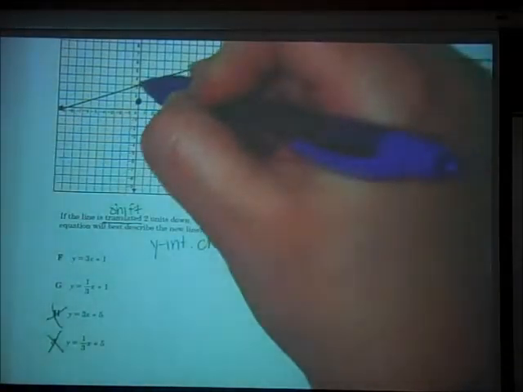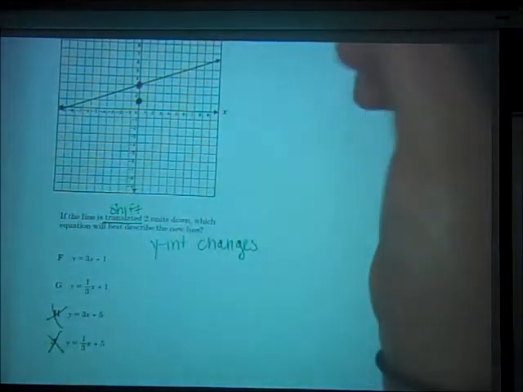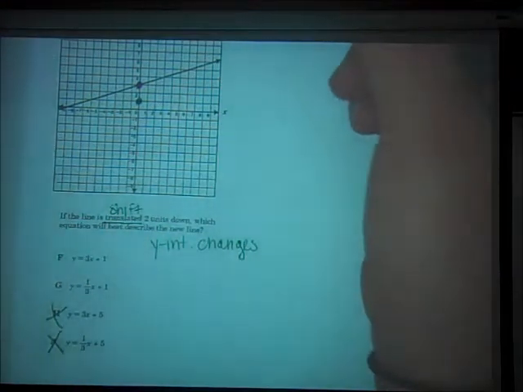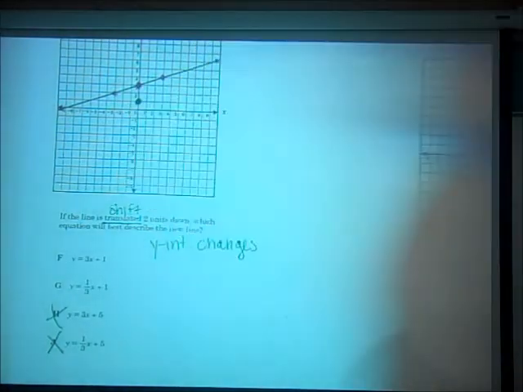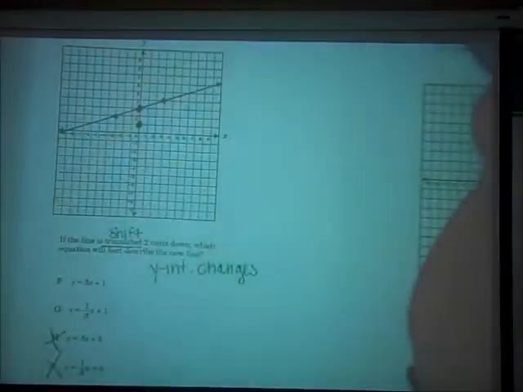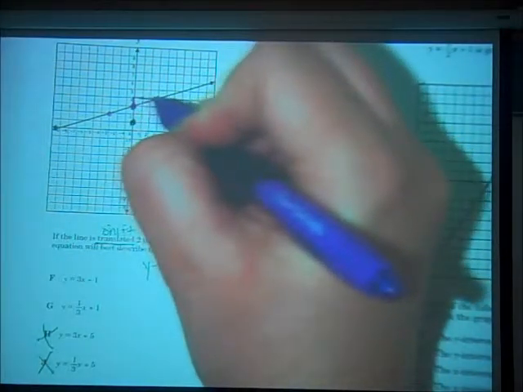So I'm going to find 2 points. Well, I have one on the y-axis. Where's another point I can use? Okay. 3, 4 is one, or -3, 2 is another one. Doesn't matter which set. So I'm going to find my slope. I'm going to rise and run.